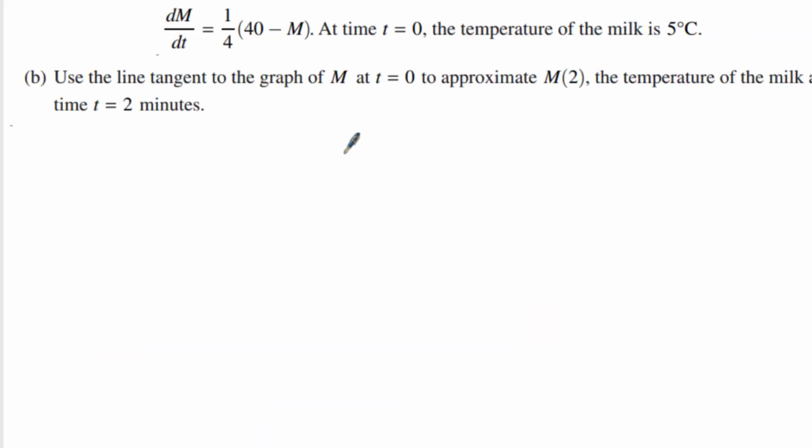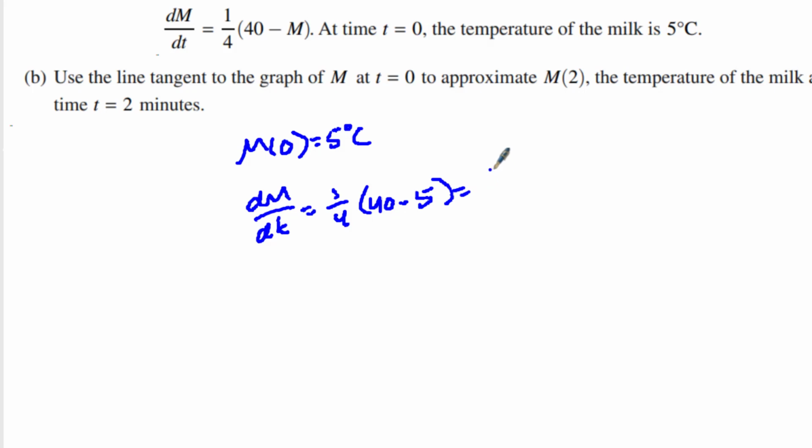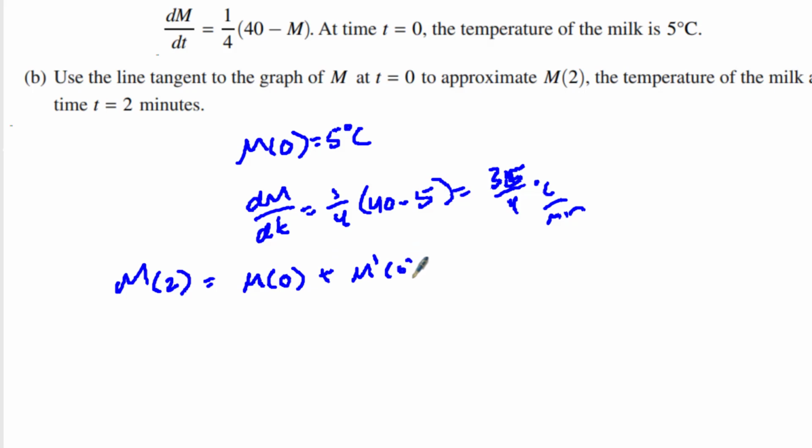We know M of 0 is equal to 5 degrees Celsius. We're going to take dM over dt to find the slope of my tangent line. So 1/4 times (40 minus 5) gives you 35 over 4 degrees Celsius per minute. That's my slope. And we're going to find the approximation at M of 2, which means we want to take M of 0 plus M prime of 0 times your change in time.